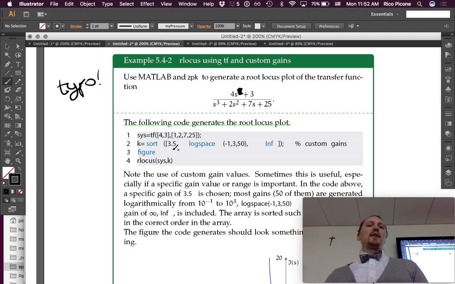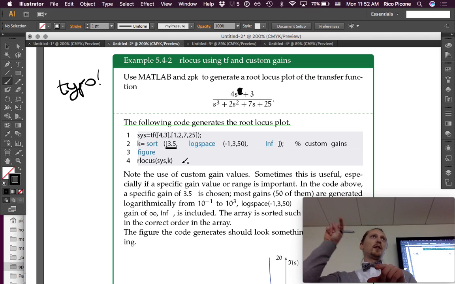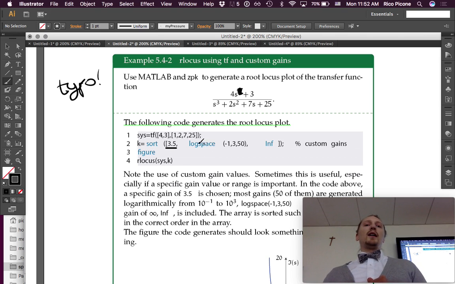I decided that I really wanted to know what the root locus was with a gain of 3.5. Just specifically that number, k equals 3.5, I want to make sure that they computed that one. Because when I'm using my data cursor to go along on the plot, I want to find gain equals 3.5 in there. I also want a good number of them from 10 to the minus 1 up to 10 to the 3, so 50 of them spaced out evenly in a logarithmic fashion. And using logarithmic gain increments is useful because you can get up to really high gain values without having a bunch of points. So that's why we use logarithmic spacing there.